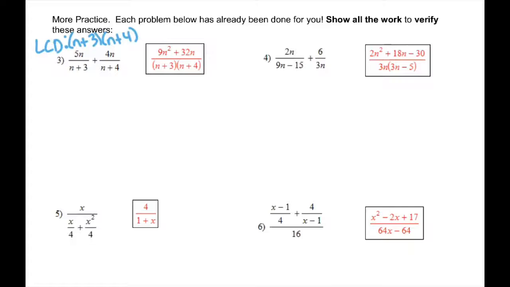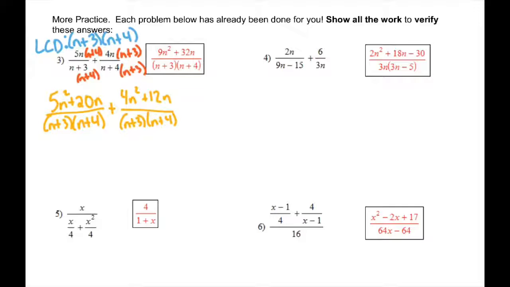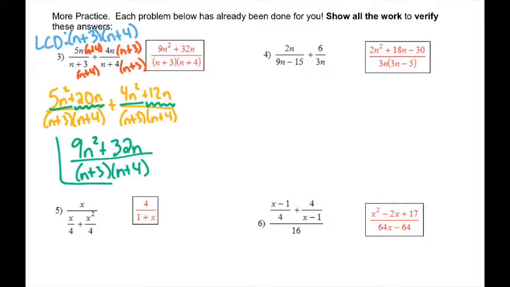First step is to find the least common denominator in problem number 3. And then multiply by the missing piece. So in this case, it's literally just the opposite denominator. And then we're going to distribute. Now we combine the numerators together, and you can leave the denominators factored the whole time. You never need to multiply that out. And there we go. Got the same answer as the box.